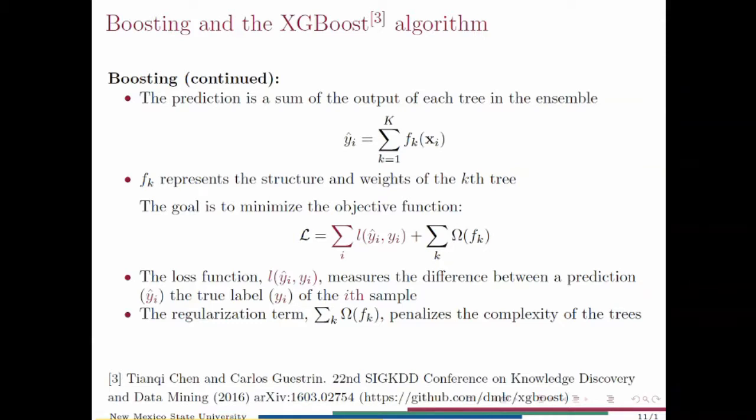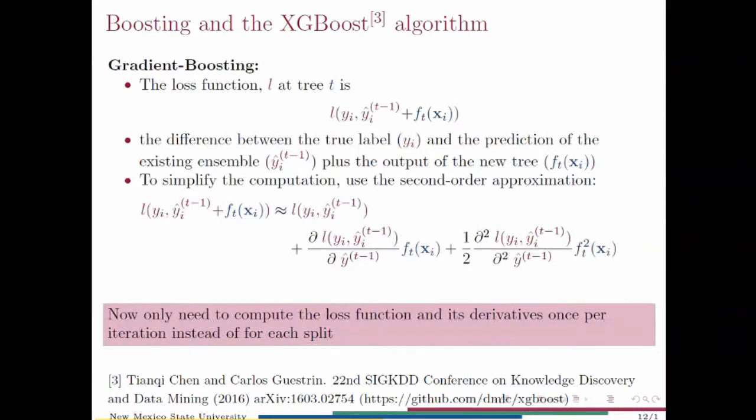So what I'm going to go over is the gradient boosting algorithm specific to XGBoost, for people that are more familiar with other boosting algorithms. Basically, the prediction for each track is the sum over the predictions of all of the trees. So f_k represents the tree structure for the kth tree. The goal for creating these trees and training is to minimize the objective function. You have the loss here, which is basically the difference between the prediction and the truth. And then you have this regularization term, which penalizes the complexity so you don't overfit, essentially.